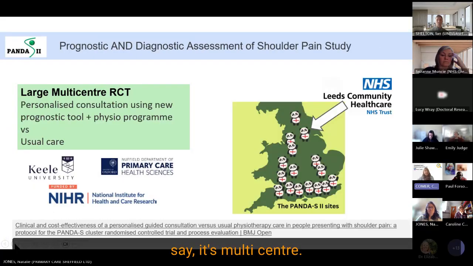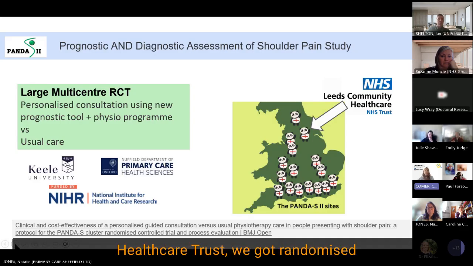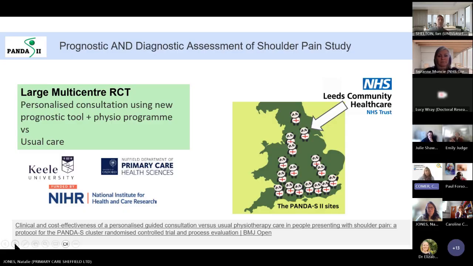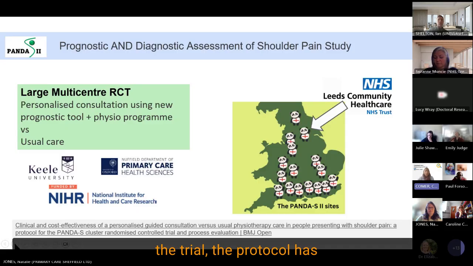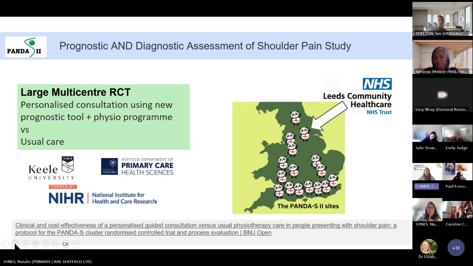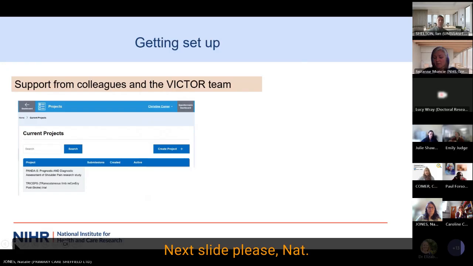And the study, as I say, it's multi-centre. It's being run across 16 sites across the whole of the UK. So we're one of those sites. And just to explain as well, it's what's called a cluster randomised trial. So instead of each site having participants randomised to the intervention or to the control treatment, it's actually randomised by site. And we at Leeds Community Healthcare Trust got randomised to deliver the intervention. If you want to hear more about the trial, the protocol's already been published, so there's a link there at the bottom. So next slide, please, Nat.